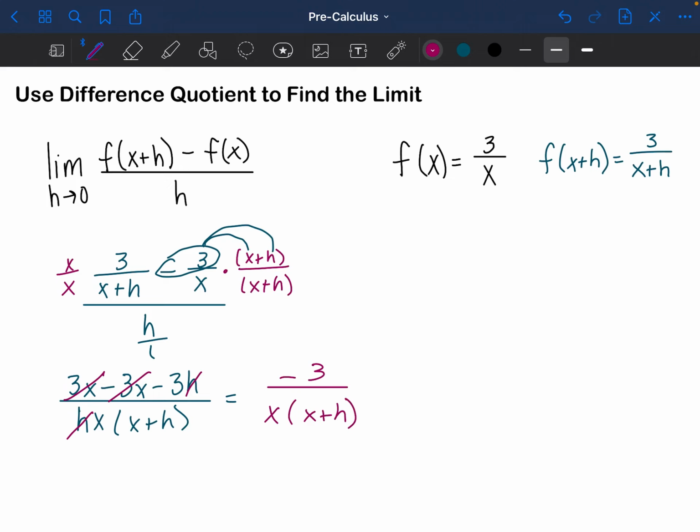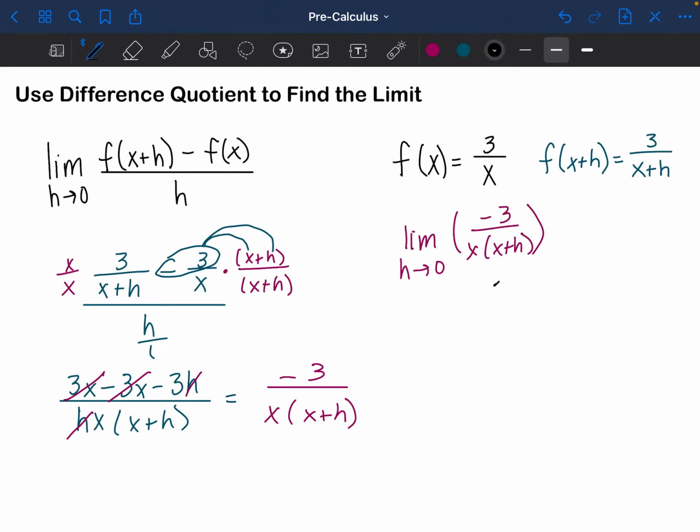Right, but that's just the difference quotient. I want the limit of that as h approaches 0. So the limit of negative 3 over x times x plus h as h approaches 0.